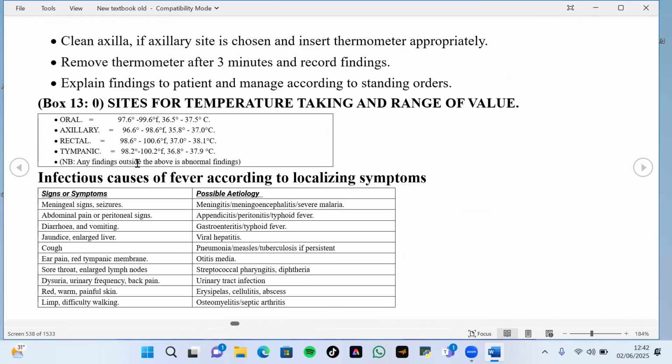So now let's look at the normal range of values for temperature taking based on different sites. One, the oral site.